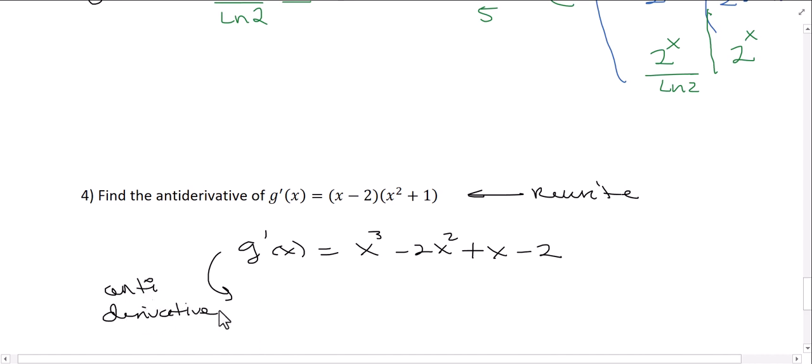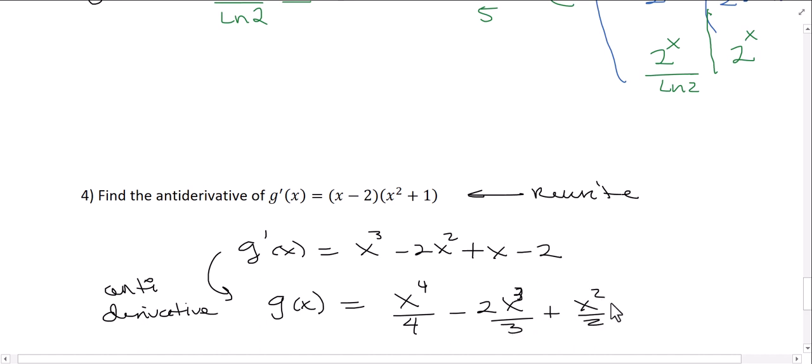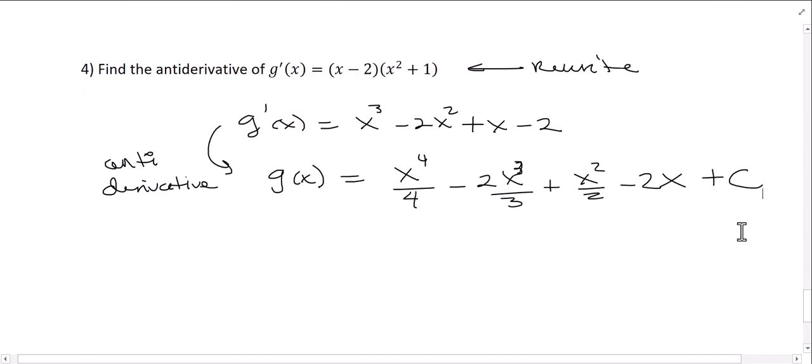So the backwards of the derivative, general power rule: add 1 to the exponent, so it's x to the 4th, divide by the new exponent, minus 2x to the 3rd over 3, plus x squared over 2, right? Add 1 to the exponent, divide by the new exponent, and a constant that must have come from minus 2x, and then plus c. Don't forget your c. And so that is the antiderivative.